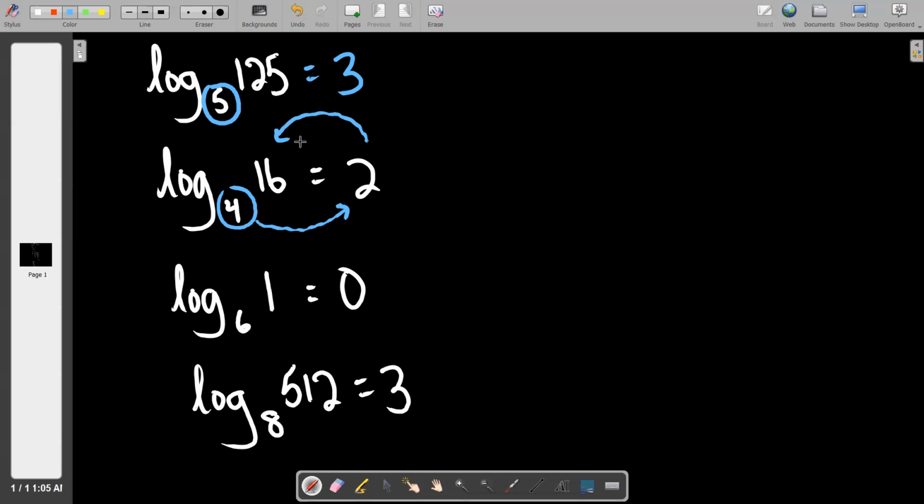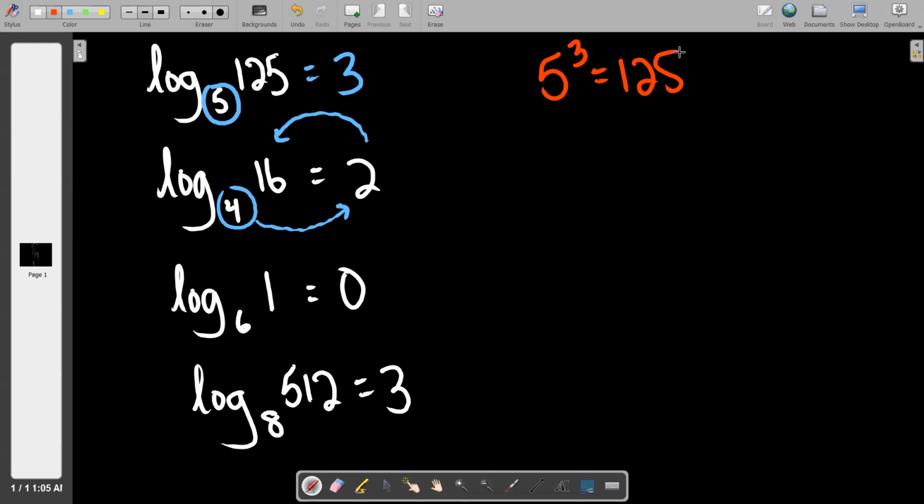These are what we call logarithmic equations. They're not equations in the sense that we have to solve them. They're just equations because they have equal signs. But every logarithmic statement can be written as what we call exponential. So for example, the first one I could write as 5 to the third equals 125. And you agree. Of course you know that.